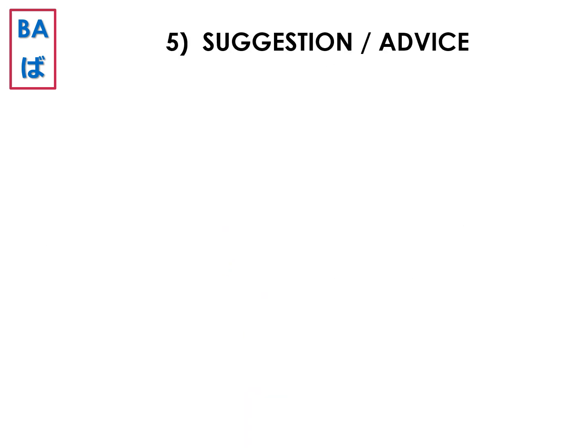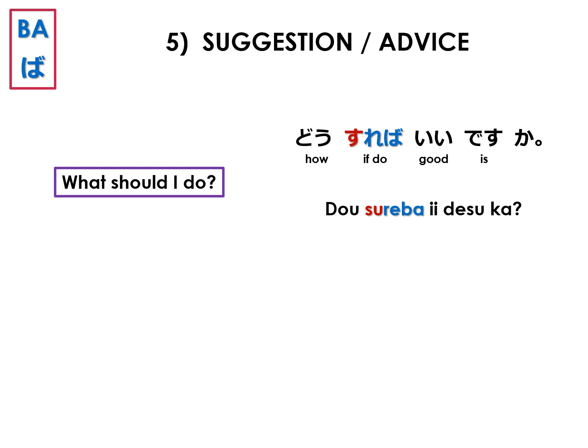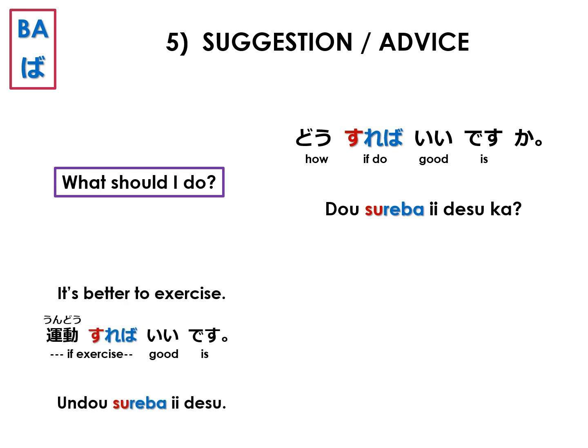We have a set phrase for asking or giving suggestions or advice using the ba conjugation. What should I do? どうすればいいですか? Remember that we had a similar construction with tara. どうしたらいいですか? The difference is that the ba construction is more polite and unassuming. どうすればいいですか? It's better to exercise.